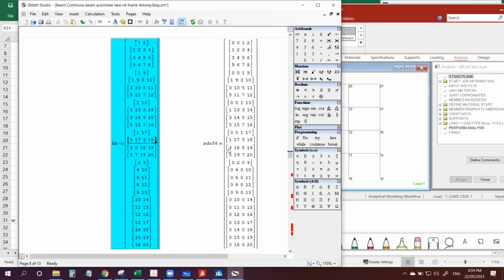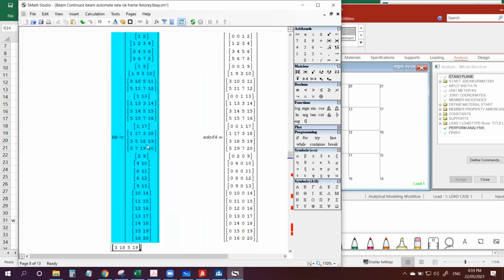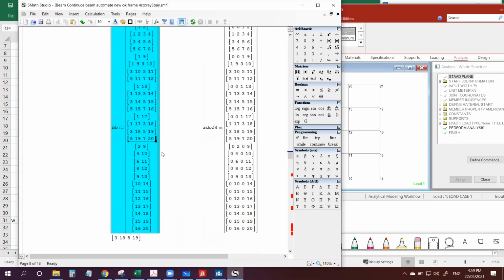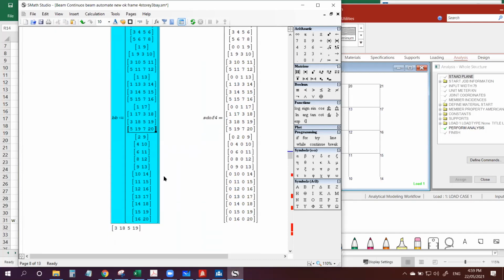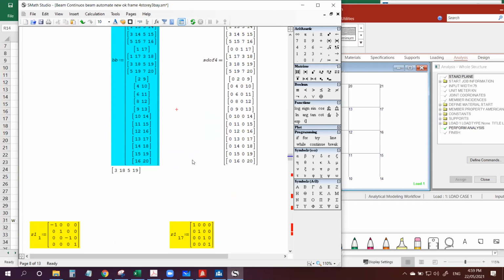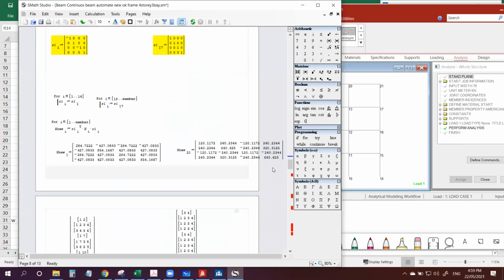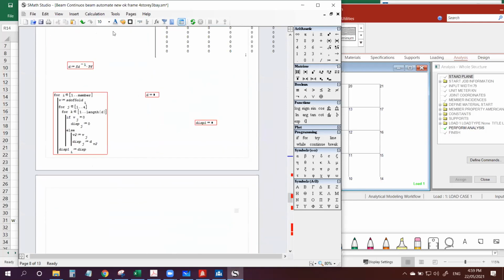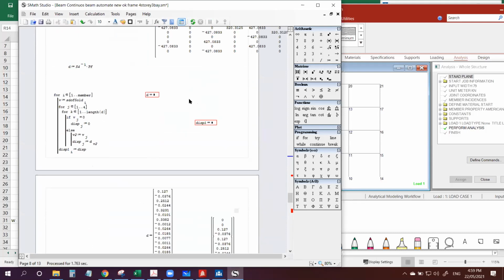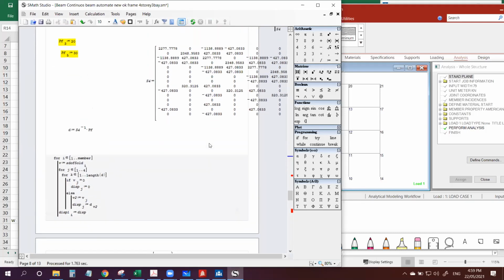3, 18, 5, 19. Oops, what happened? 5, 19, 17, 20. 2, 9, 4, 10. The rest are good. Okay, that's it. I think this is already good. And then recalculate. Yeah, so no more error in our S matrix. So I think this is already good.